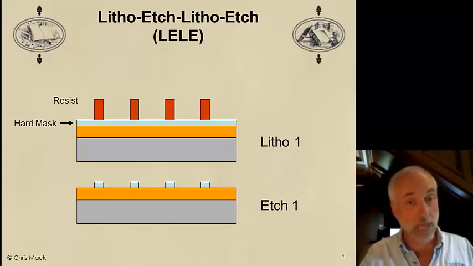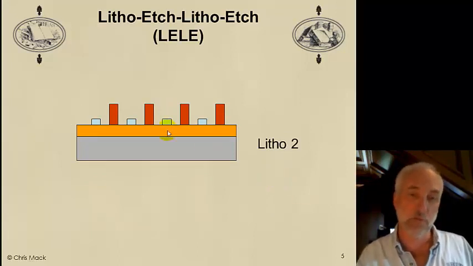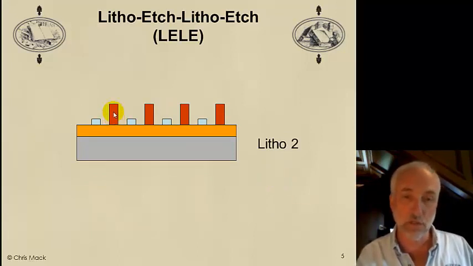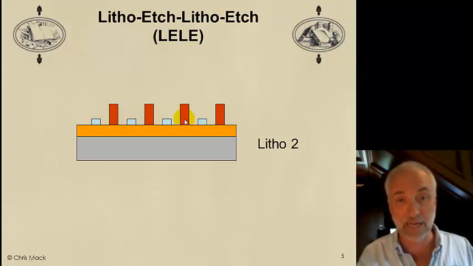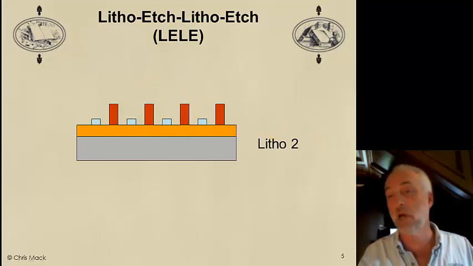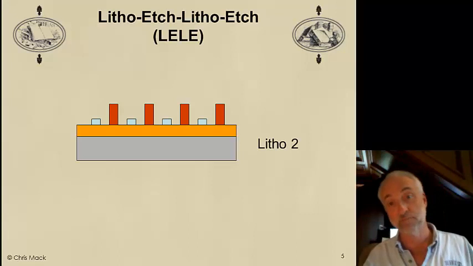Now I coat with a second resist and image new lines and spaces. This time you can see that they're shifted so that they're about in the middle of this larger opening between my hard mask patterns. So I do a second lithography step. It's also at the minimum pitch, and we also make these lines about 25% of the pitch.